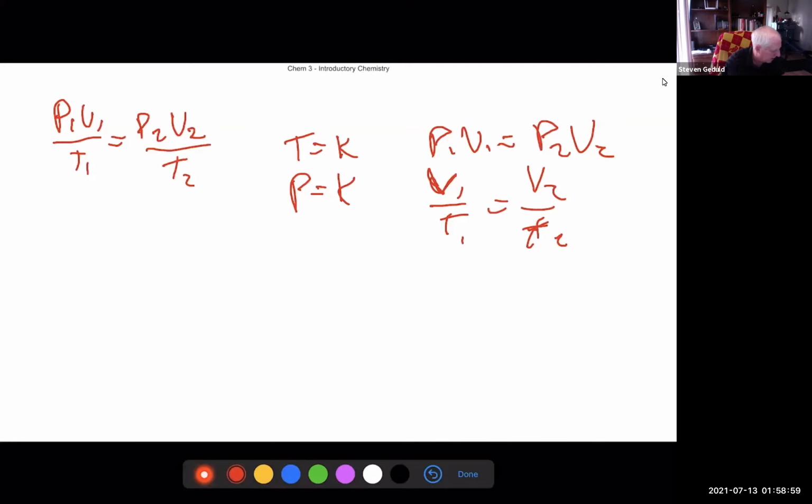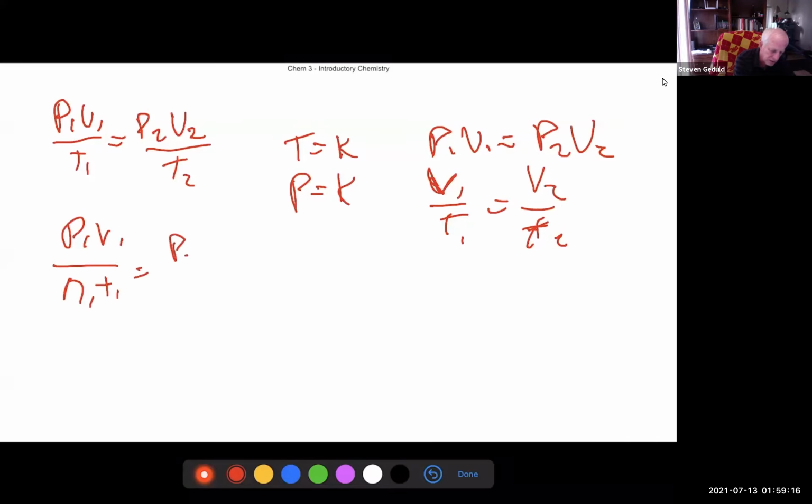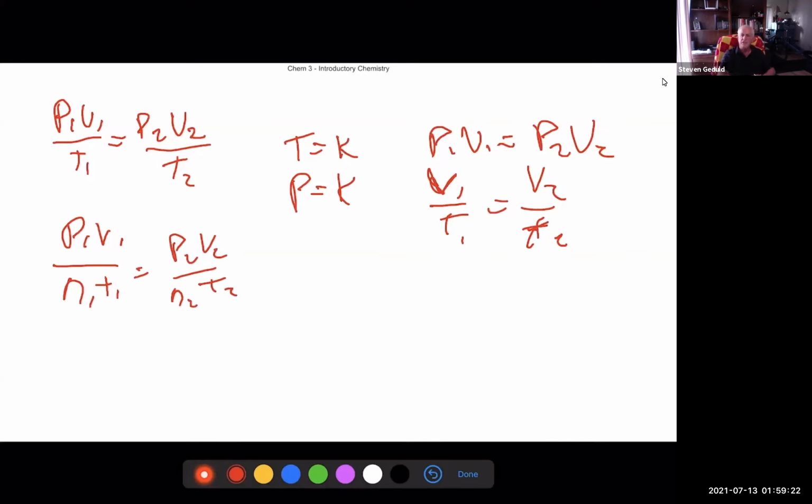Then we got the combined gas law, Charles's law, Boyle's law, all that good stuff. Then we got Avogadro's law, where we're going to put in the number of moles. So basically, all that's going to say is P1 V1 over N1 T1 equals P2 V2 over N2 T2. All the same, and that's just the number of moles now. N is the number of moles.